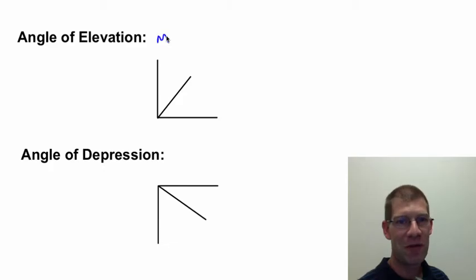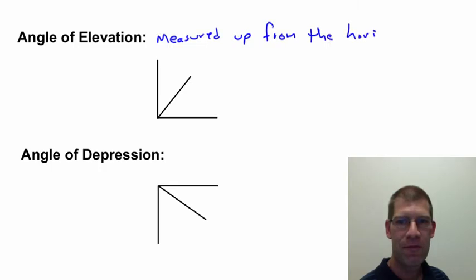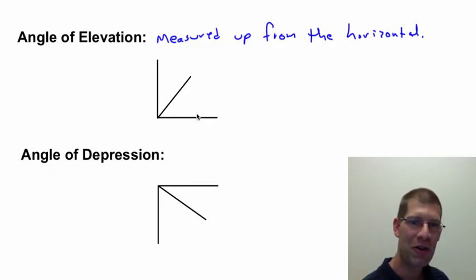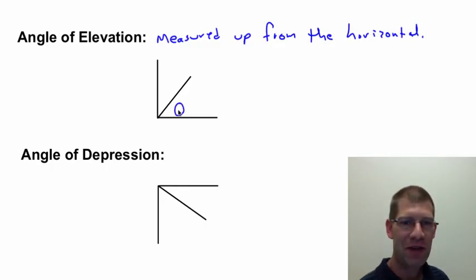So elevation, you can think about like elevated spirits, it's up, or an elevator takes you up. Measured up from the horizontal. So if the book's talking about what's the angle of elevation of the plane or the mountain or the building, they'll always be talking about this angle right there. Never is it measured from the vertical.